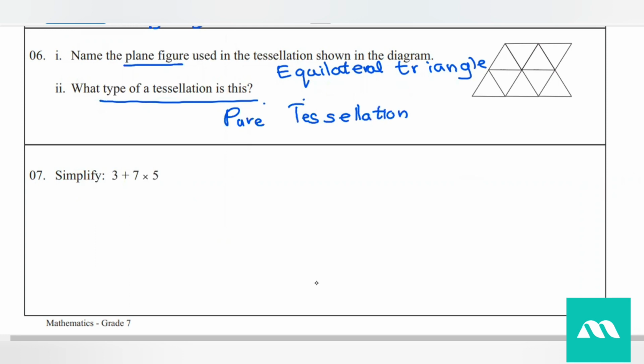Teacher, but its diagram is not complete. You are asking that here? Yes, teacher. It doesn't matter. Okay, if you complete it like this, we can complete the diagram using a triangle. That means it is a pure tessellation. Okay, teacher.